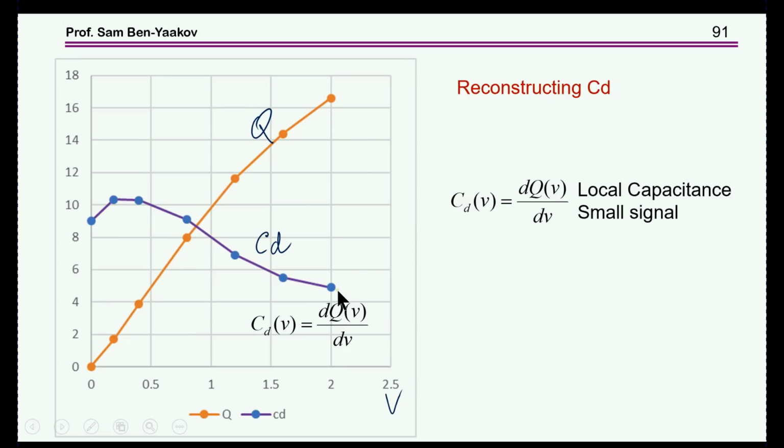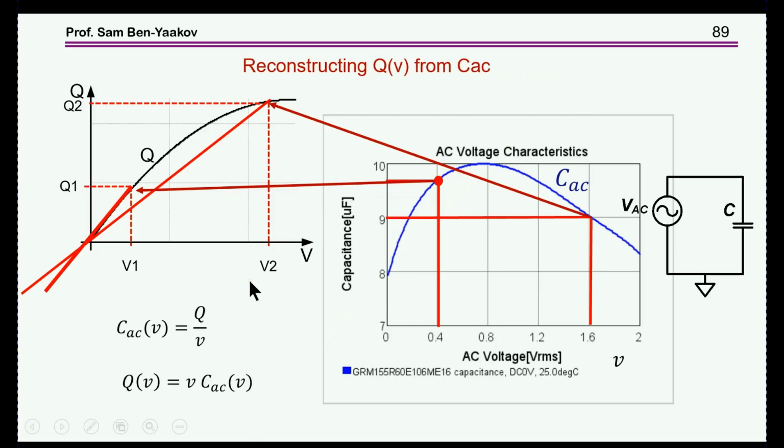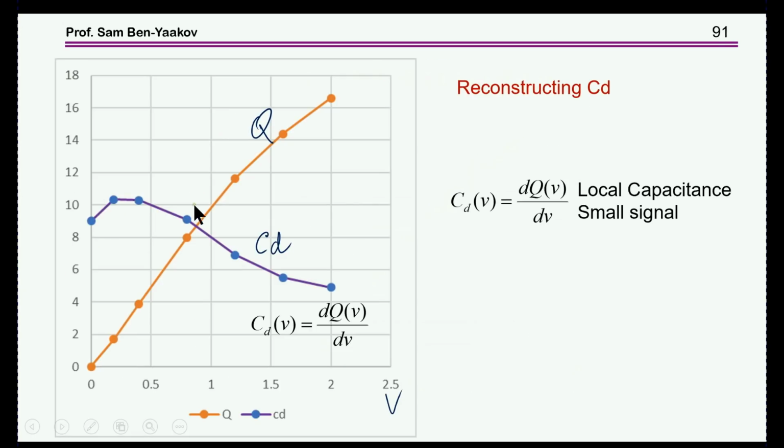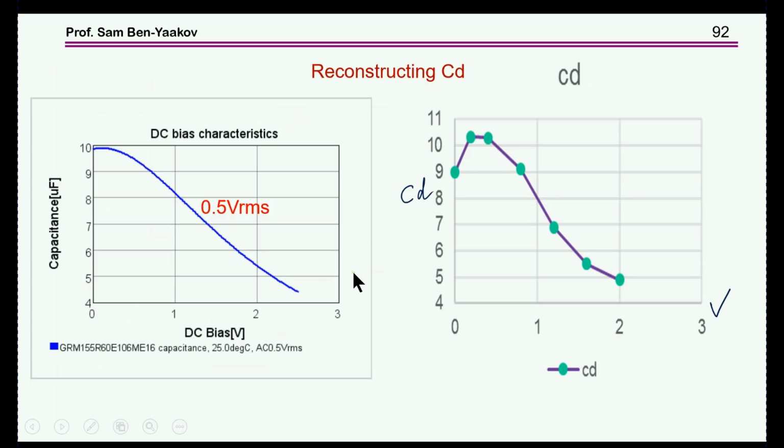And once we have Q, I'm going now around the thing. Once you have Q as a function of V, I can reconstruct CD on my own, starting from AC capacitance to Q, taking the derivative, I can get CD. And then I can compare it to what the vendor is showing.